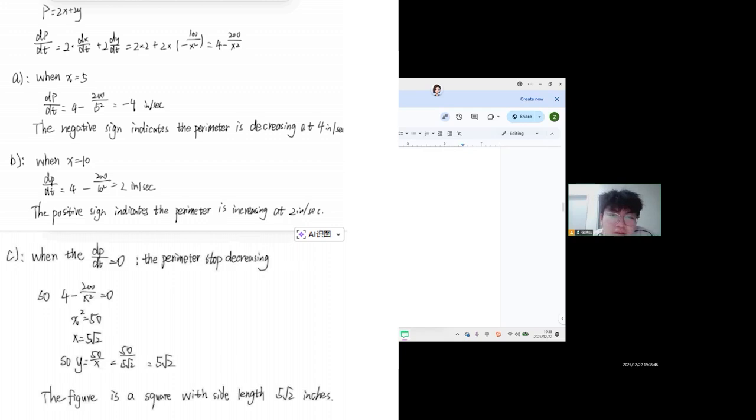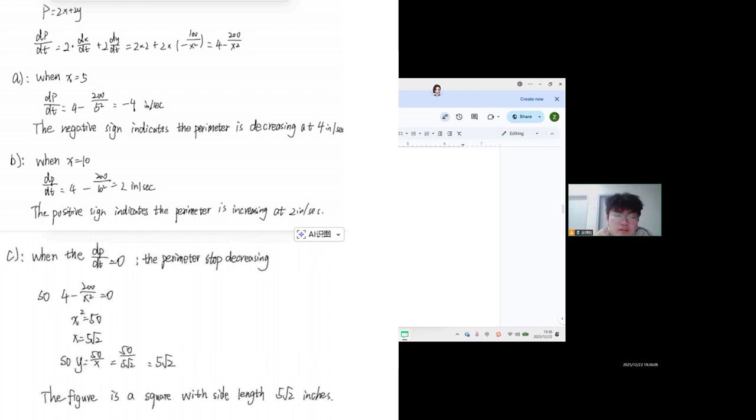We put the 10 into this formula and get the answer for A, which is 2. So it is positive. In this case, the perimeter is increasing at a rate of 2. Now we look at question C.